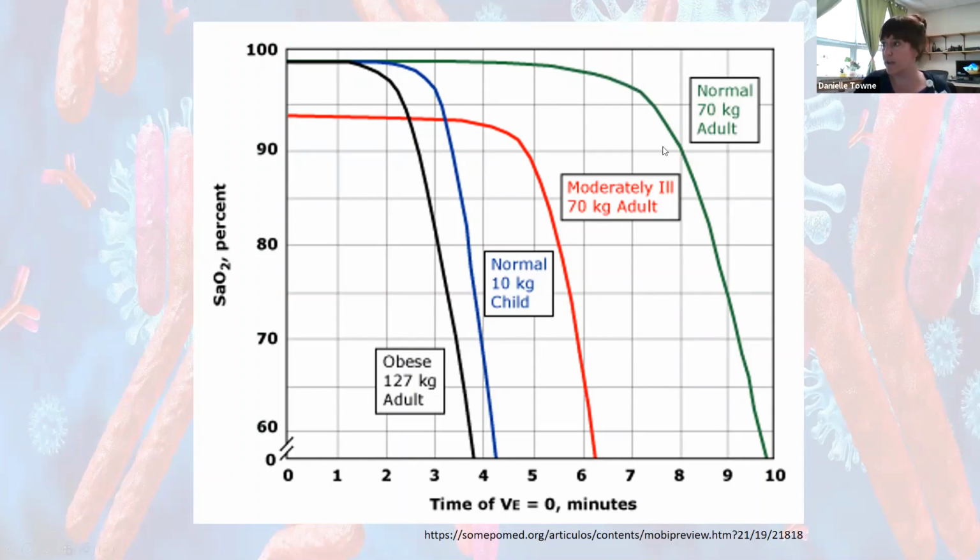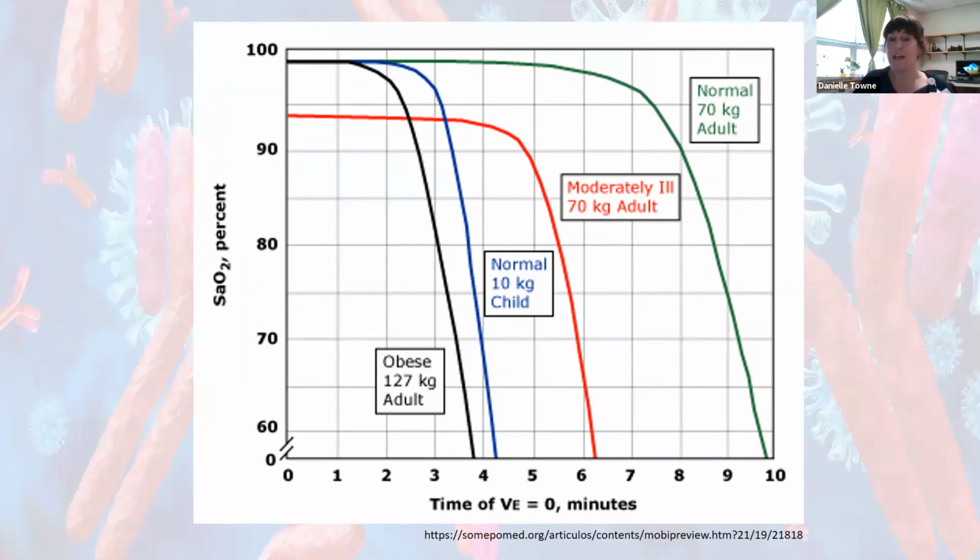So if you look at this green line, you can see a normal 70-kilo adult can maintain their SpO2 for quite a while. It can be 6 to 8 minutes before they drop below 90%, and then they drop rapidly. And that is in a very healthy, normal, think physically fit military type of person, not your average Joe.